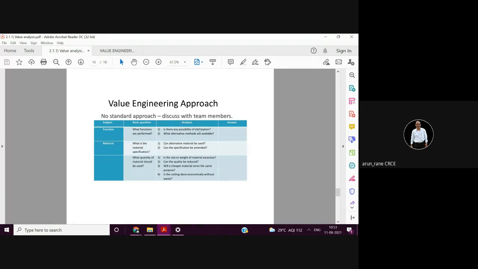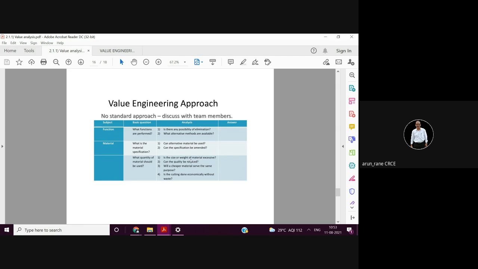Then you have to analyze. Is there any possibility of elimination or what alternative methods are available? Then for the material, what is the current material specification? So currently they are using SS31C. So can alternative material be used? Can the specifications be amended? Like suppose if you use say 2.4 mm thickness sheet, SS ka sheet. Then we go for standard, which is available in the market, 3 mm.